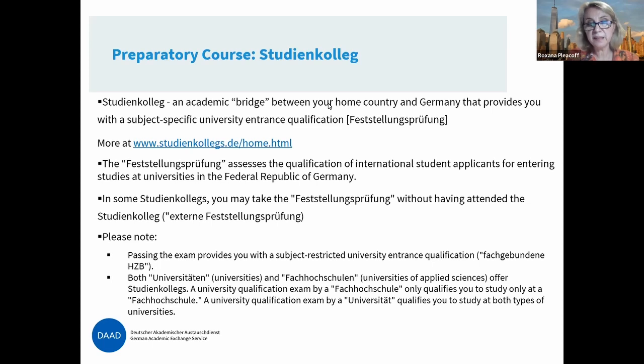Both Universitäten or universities and Fachhochschulen or universities of applied sciences offer Studienkollegs. A university qualification exam by a Fachhochschule qualifies you to study only at the Fachhochschule. A university qualification exam by a Universität qualifies you to study at both types of universities.